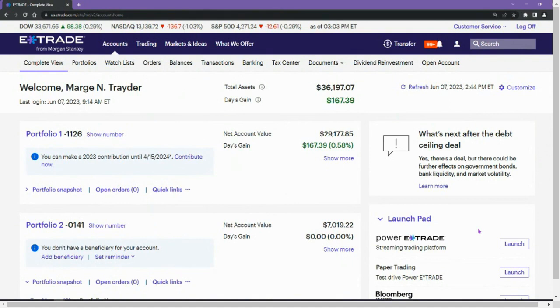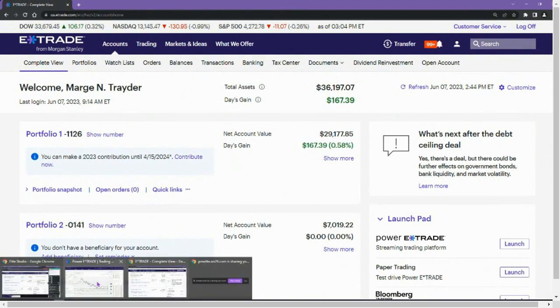One more thing before I leave here. Notice right below, paper trading. Test drive Power E-Trade. So paper trading is a fake money account. It's cloned from the Power E-Trade platform. And it allows you to, 1, get familiar with the buttons and the clicks and the menus, and 2, to actually test out trades. It works with real market data, and it opens up with a $100,000 fictitious account. And anytime you want, you can reset it back to the original 100. So at any rate, that's a quick rundown of how to get to Power E-Trade.